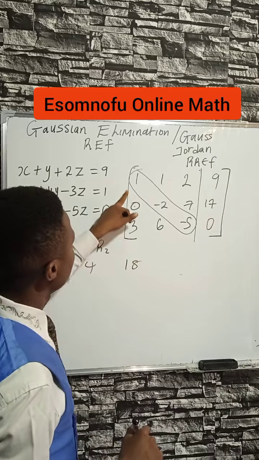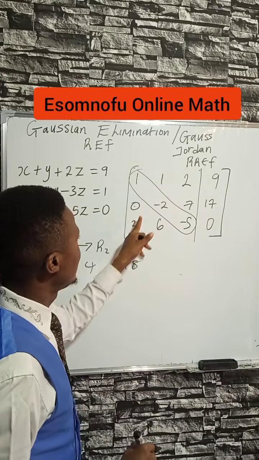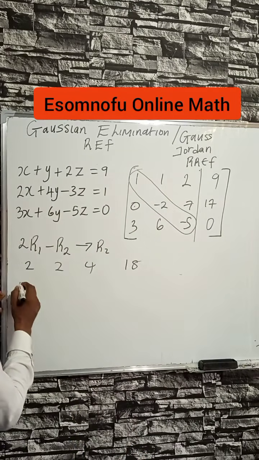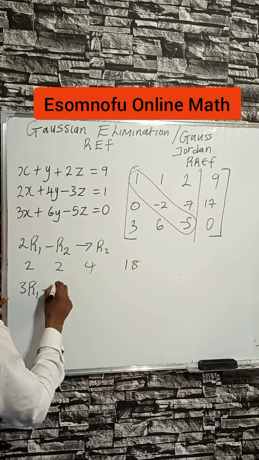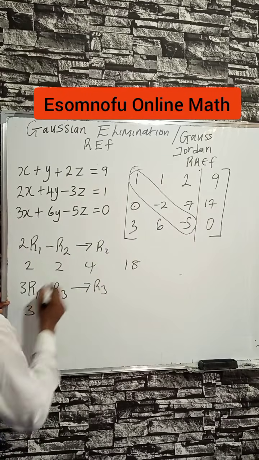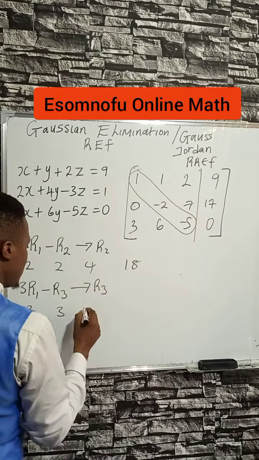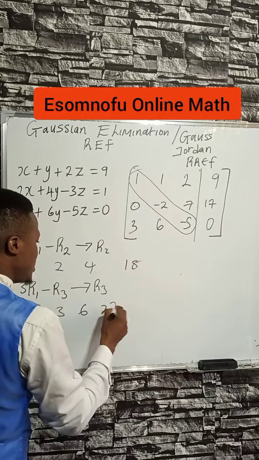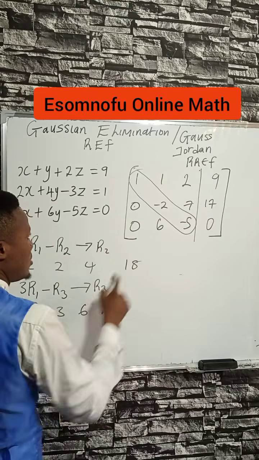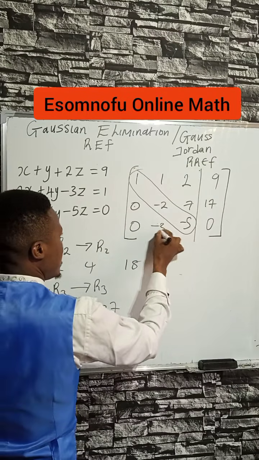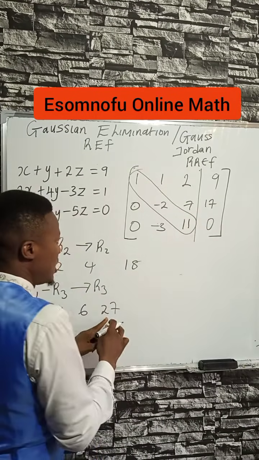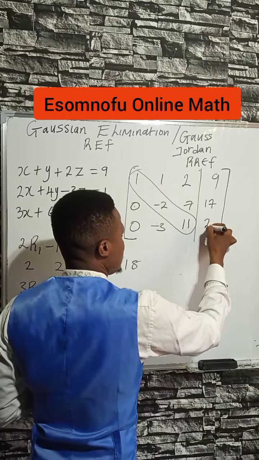To make it 0, I have to do 3 row 1, then minus row 3, because 3 times 1 is 3 and 3 minus 3 is 0. So I have to say 3 row 1 minus row 3 will give me the new row 3. 3 times 1 is 3, 3 times 1 is 3, 3 times 2 is 6, 3 times 9 is 27. So you say 3 minus 3 is 0, 3 minus 6 is minus 3, 6 minus 5 is 11, and 27 minus 0 is still 27.